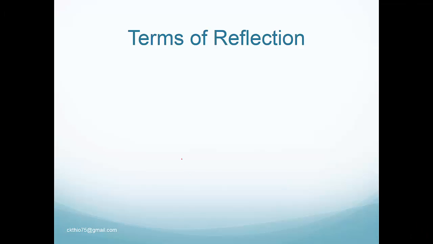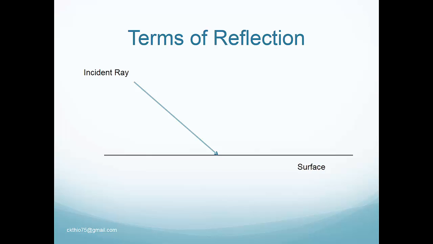Okay, let's look at the terms of the reflection so that we have a common understanding. First of all, the light that strikes the surface is known as the incident ray, and the light that bounces off the surface is known as the reflected ray. One important line that I'm going to show you next is the normal line. This normal line is the line at 90 degrees to the surface. So this is an imaginary line. Later we'll highlight why this line is important.